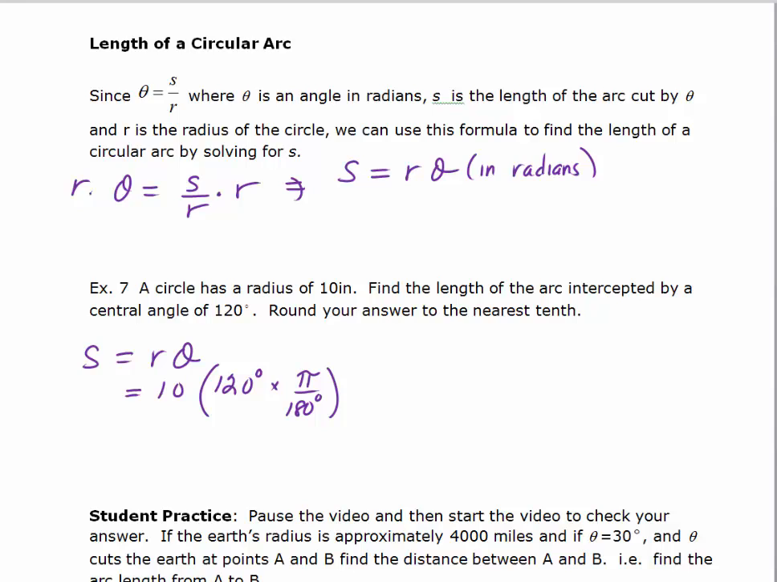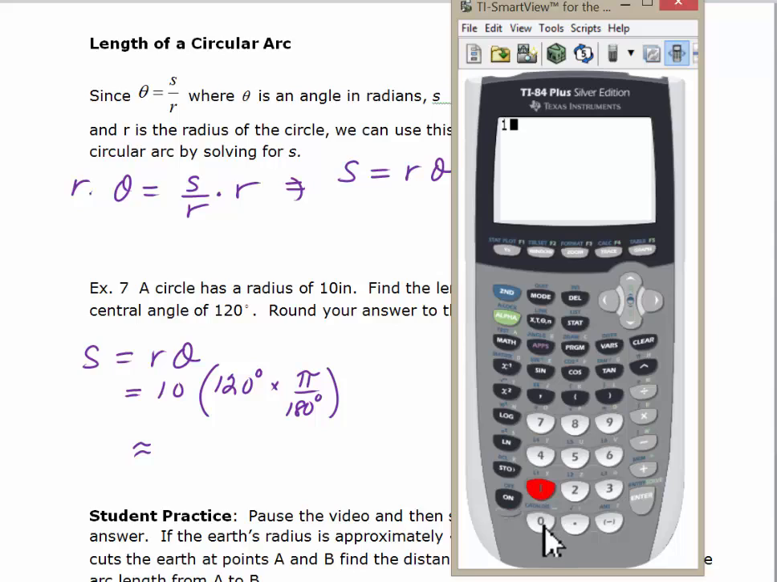Since they're just asking us to round our answer to the nearest tenth, there's no need to start reducing. We can just plug this right into our calculator. So we'll take 10 times, open parentheses, 120 times pi, and the pi key is the second and then the caret. You can see the pi up there. Do not use 3.14, use the pi key, and that will carry as many decimal places as your calculator can handle. Divide that by 180, close your parentheses, hit enter, and we're rounding this to the nearest tenth, so our arc length is going to be 20.9 inches.